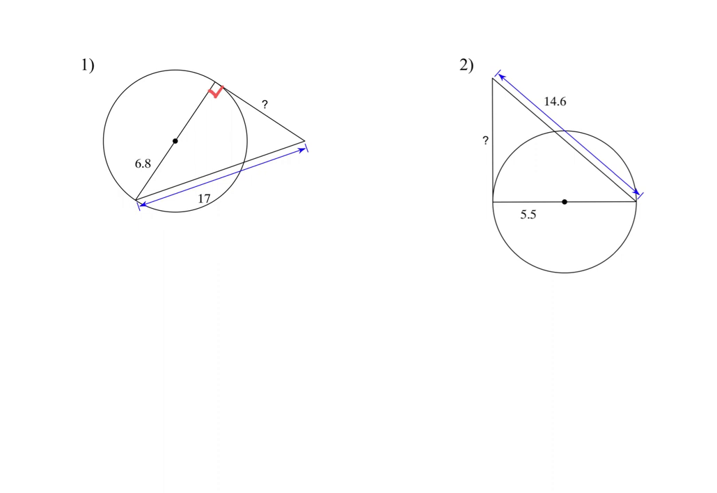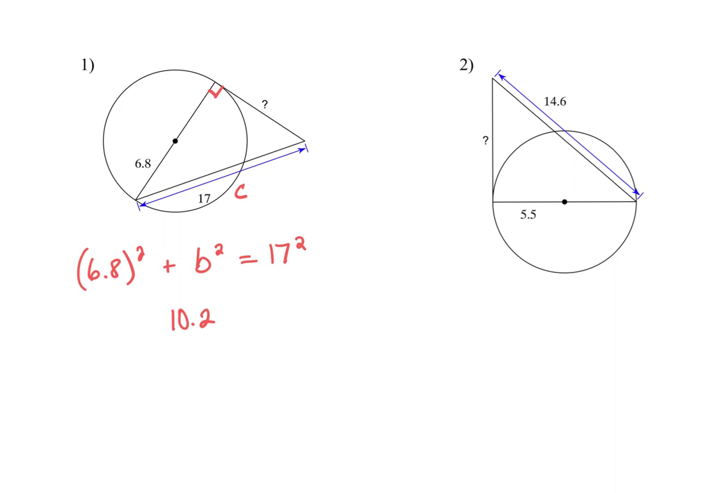Biggest problem I see with Pythagorean theorem is just setting it up wrong. Make sure that your C is always the hypotenuse. So in this case, you should have said 6.8 squared plus the one that I don't know, squared, equals 17 squared. So when you solved that one, you should have gotten 10.2.